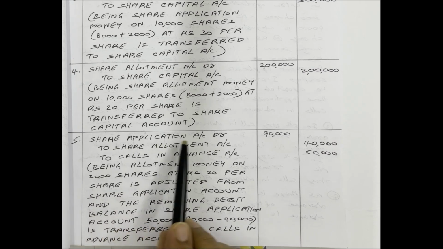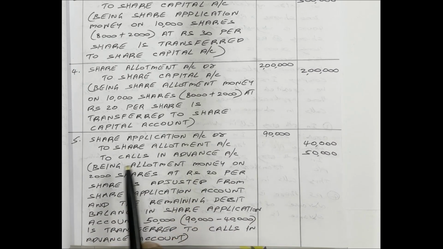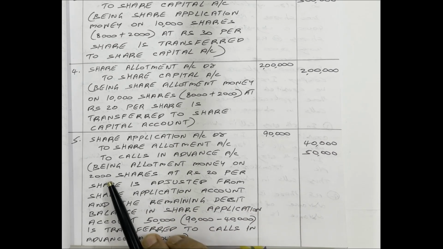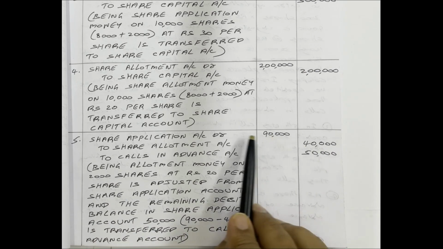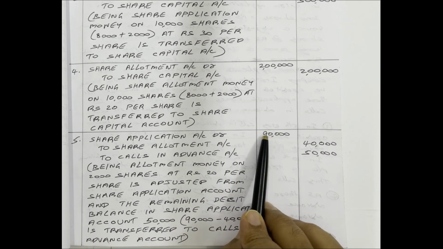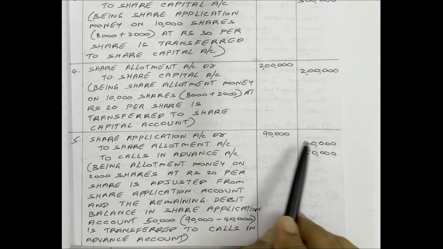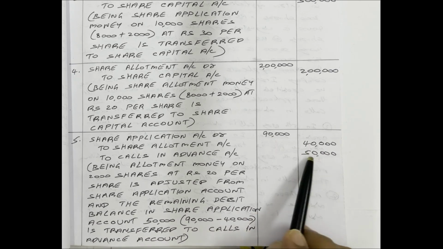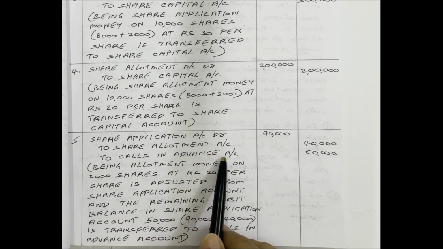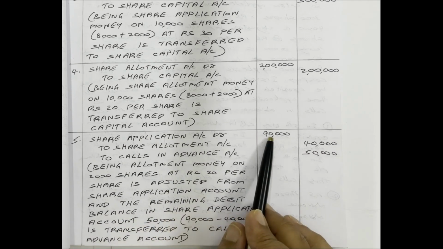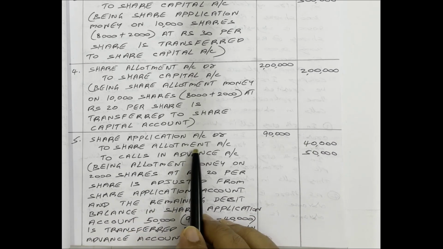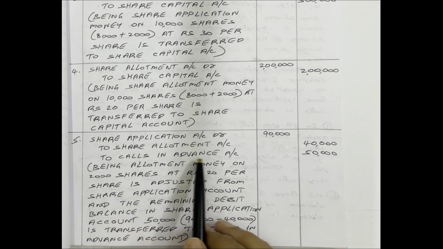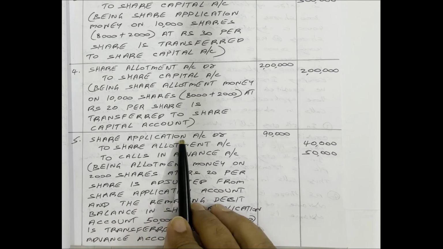Fifth entry: share application account debit to share allotment account and to calls in advance account. So the narration, what we did here: on 2,000 shares, allotment money 40,000 should come. We are adjusting that money from the excess application money. In 90,000, when 40,000 is adjusted, the remaining amount is 50,000. That remaining amount we are transferring to the calls in advance account. Thus, the share application account amount 90,000 is there, no? Of this, 40,000 we are transferring to the share allotment account, 50,000 we are transferring to the calls in advance account. Thus, the share application account is closed.